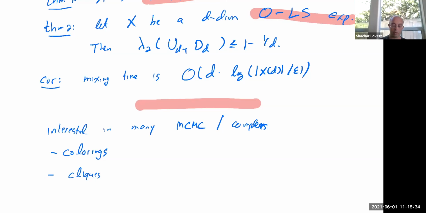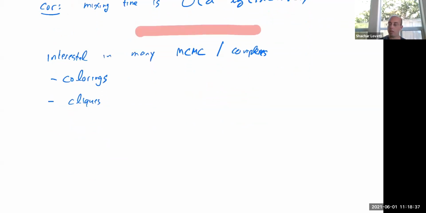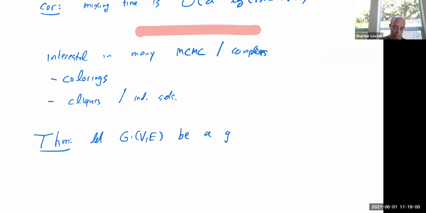And the concrete question I want to tell you about now is about sampling independent sets. Of course, cliques and independent sets are the same question. So just for concreteness, let's look at independent sets. What we want to prove to you is the following theorem: let G = (V, E) be a graph with maximum degree delta. And then I want to find independent sets in this graph.